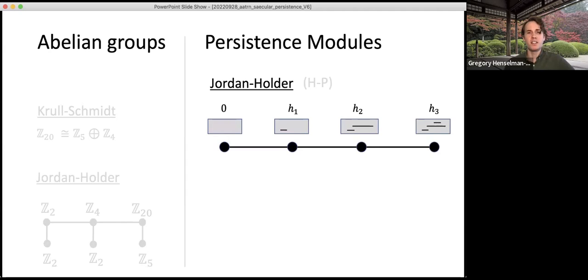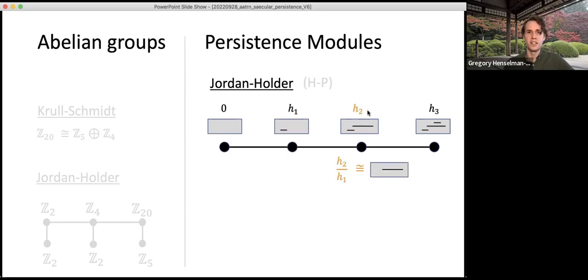Now let's talk about Jordan-Hölder. So as before, what we should look for is a nested sequence of submodules. So here's a nested sequence of submodules. And in the case of abelian groups, we asked the quotient of each submodule by the thing that came before to be a simple group. In our case, we'll ask that the quotient of each submodule by the thing that came before to be an interval module. So in this case, h1 modulo 0 is h1, which is an interval module.